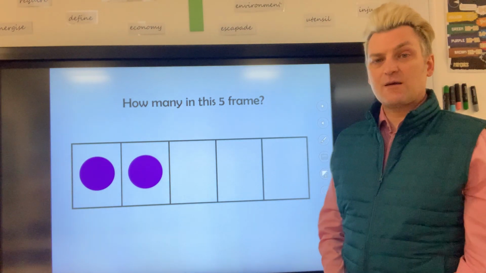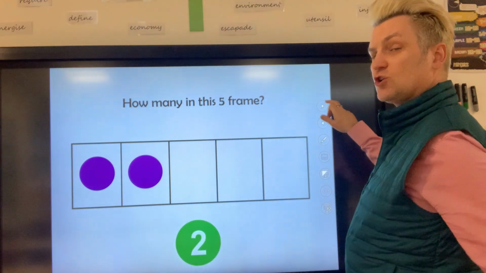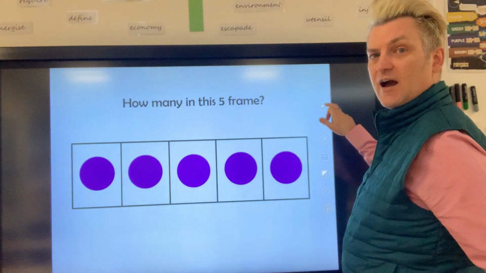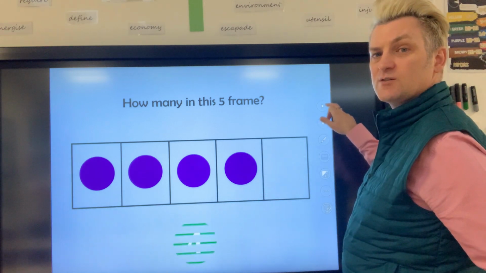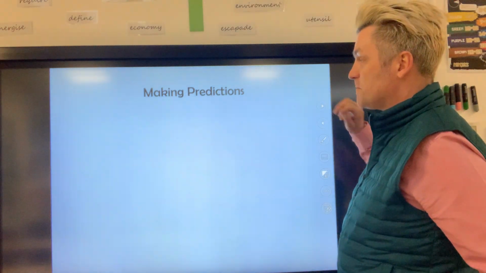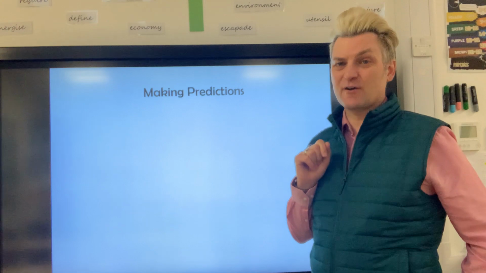Having a look at this 5 frame, how many? Let's do this quick. It is 2. And this one, 1. And this one, 5. And this one, 4. And here we go. That was quick, wasn't it? We're getting good at subitizing those.